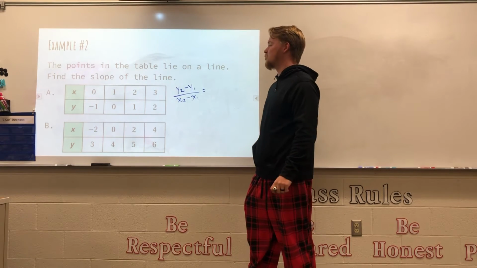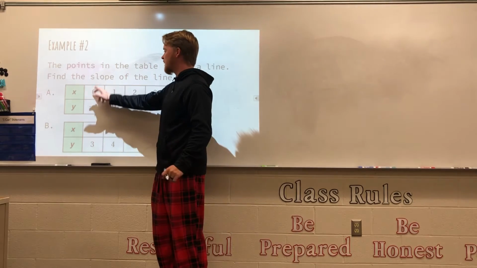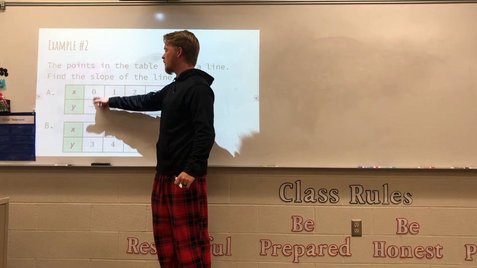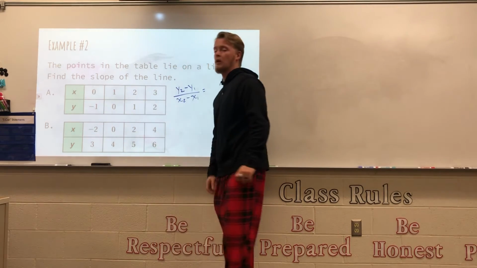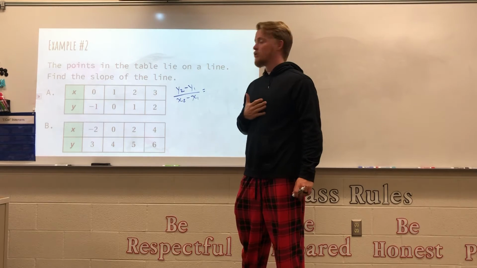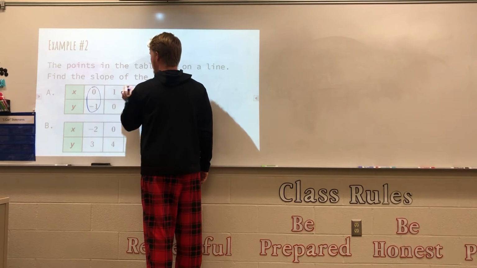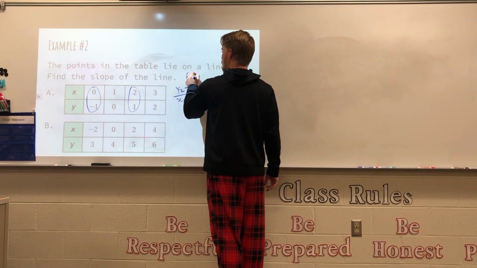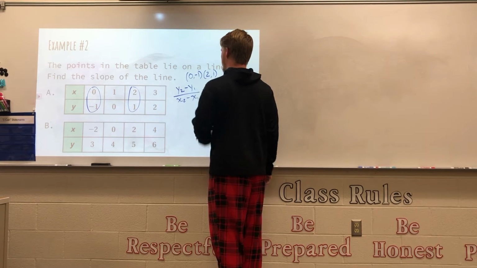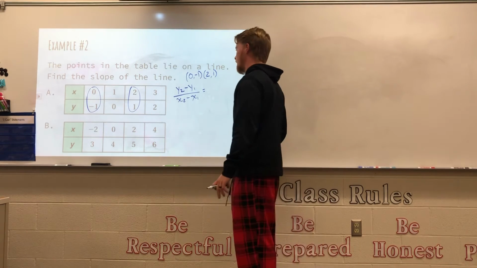So you have to choose 2 points. It doesn't matter what points you choose. Just remember, the ones that are above and below each other go together. So 0 and negative 1 is a point, 1, 0, 2, 1, and 3, 2. So for example, I'm going to choose just that point and that point. So we have 0, negative 1, and 2, 1. Like I said, you can choose any points you want. Those are just 2 random ones I picked out.